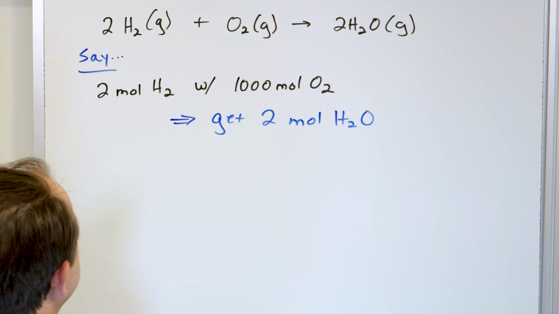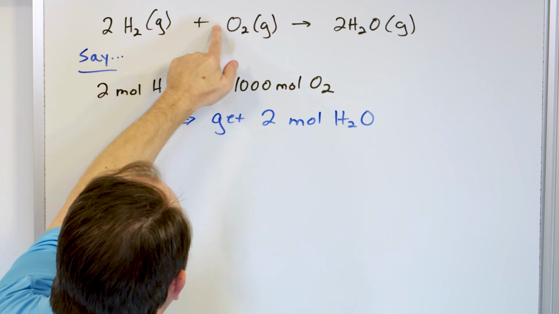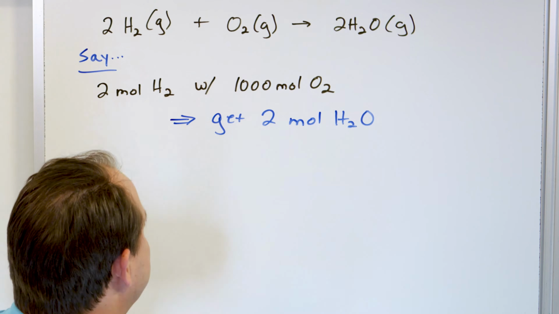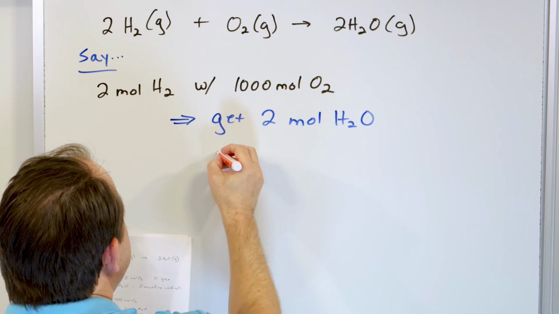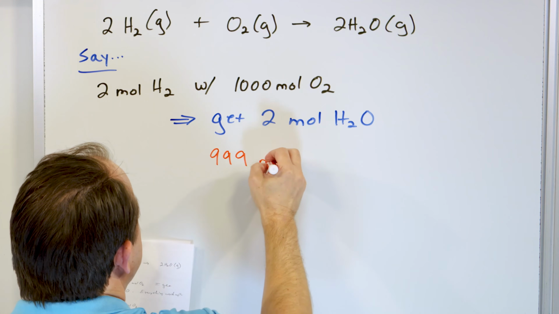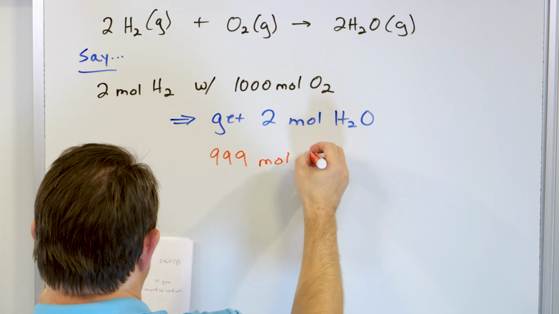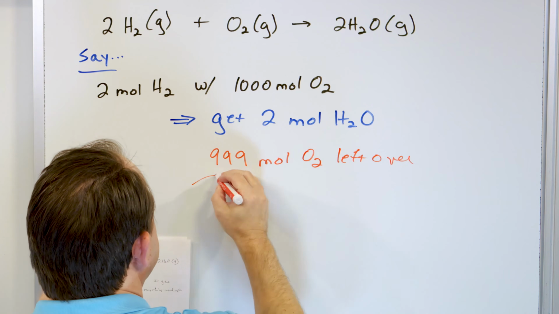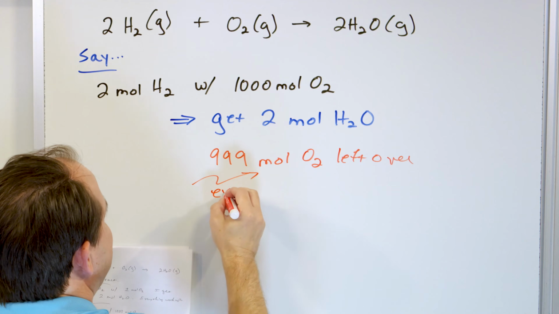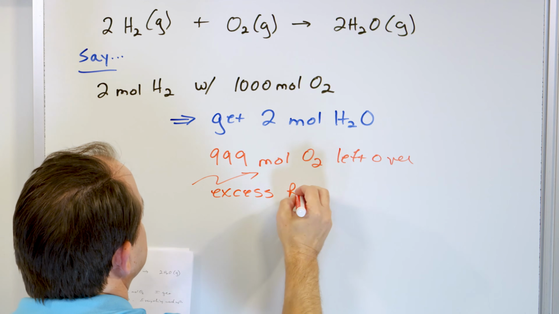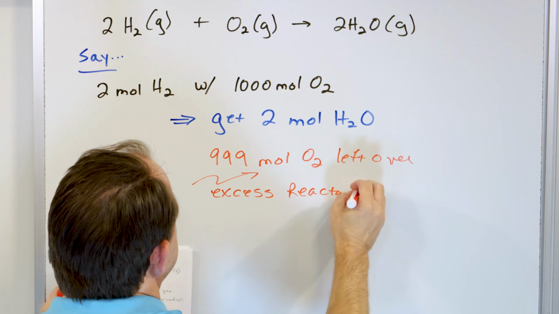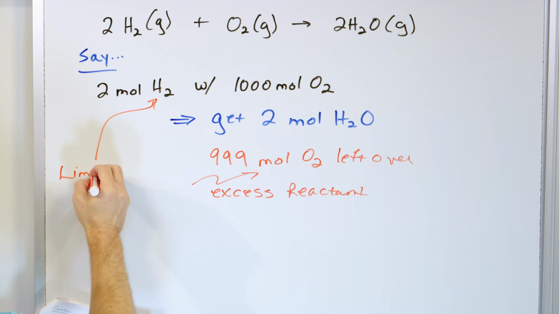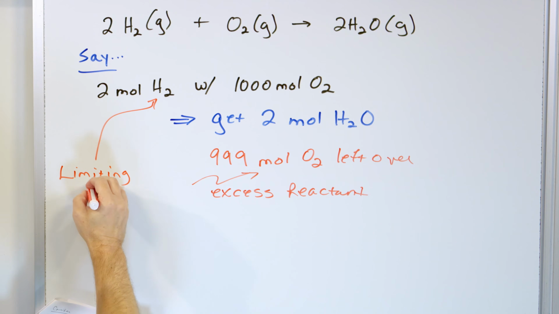What's actually going to happen is the 2 moles are going to combine with 1 mole of oxygen because that's what the reaction says, but I have 1,000 moles of oxygen. So what actually happens is I have 999 moles of O2 left over. The O2 in this case is called the excess reactant. And the hydrogen is called the limiting reactant.